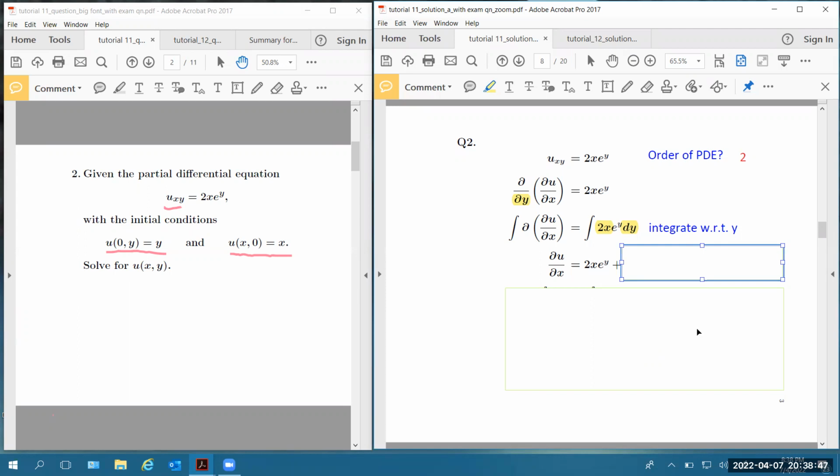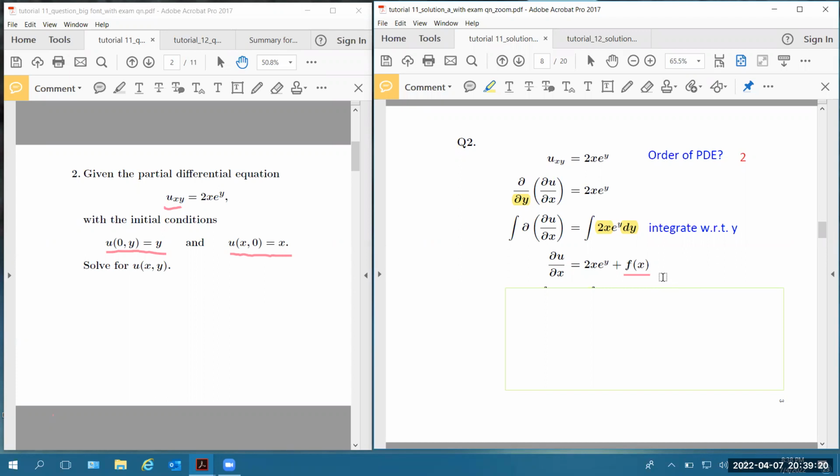After finishing integration, what do you do? Last time, when you finished integration, you added a constant. But now we are going to add an arbitrary function. Last time it was an arbitrary constant, but now it is an arbitrary function. This is the arbitrary function f(x), a function of x.